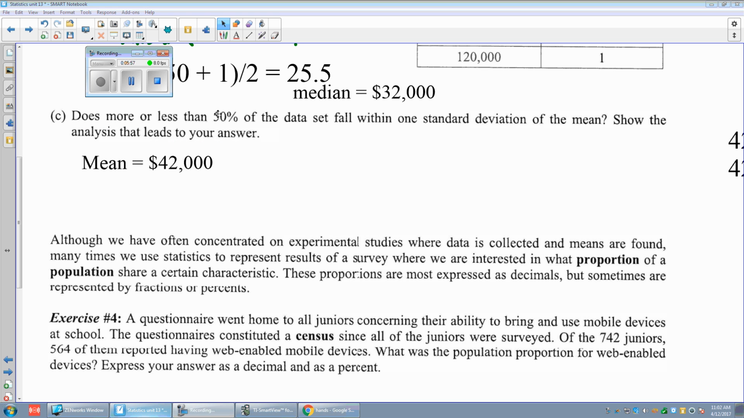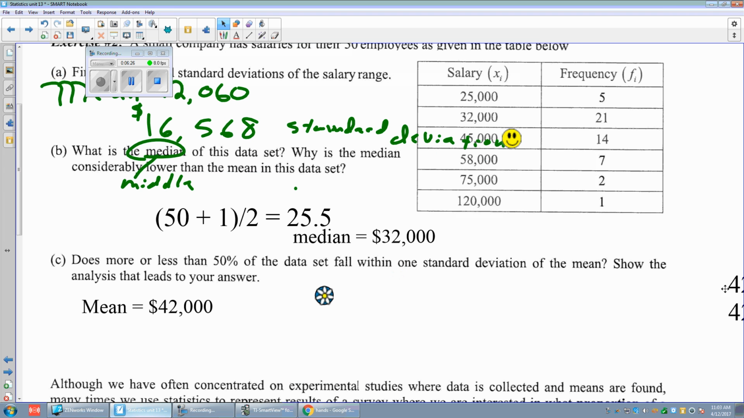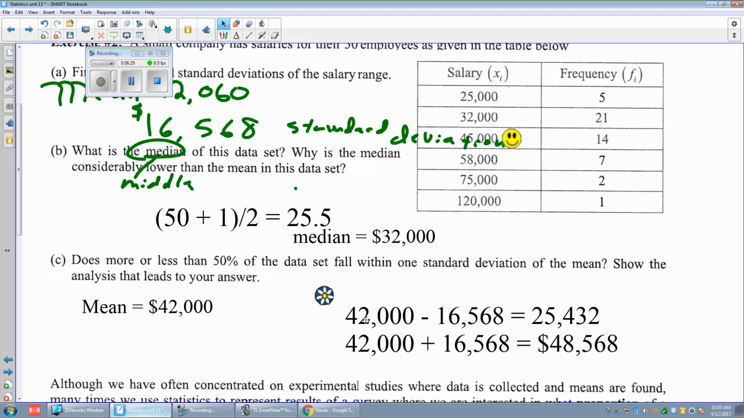Question C. Does more or less than 50% of the data set fall within one standard deviation of the mean? Show the analysis that leads to your answer. Well, the mean is 42,000. So let's try to figure out what one standard deviation is. We got it from the calculator, 16,568. So does it fall within one standard deviation? That does not mean add. It means to subtract and add. This is within one standard deviation, from 25,432 to 48,568.